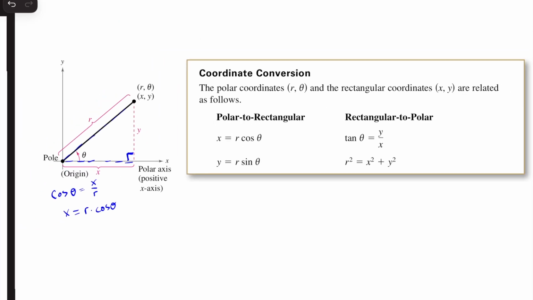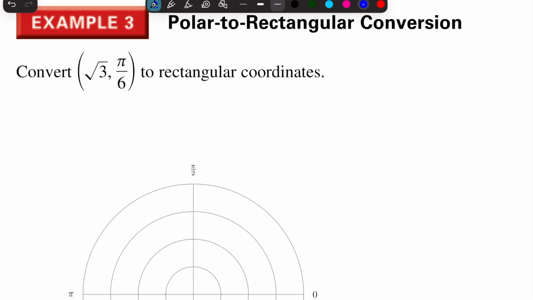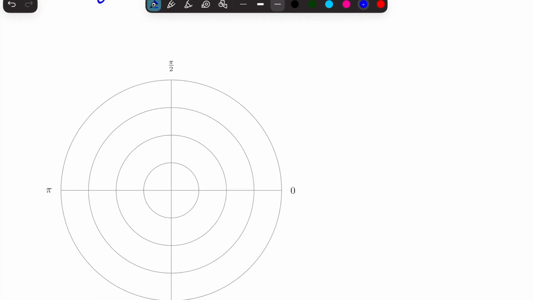Okay, let's go ahead and do an example of converting between each. All right, so we'll start with converting a polar coordinate to a rectangular coordinate. So here we're given a polar coordinate where our r is root 3, and our theta is pi over 6.